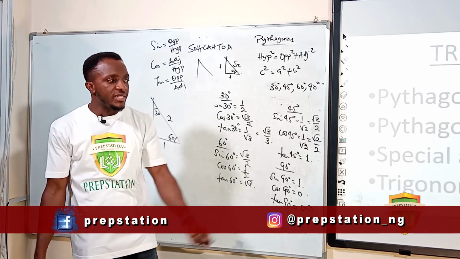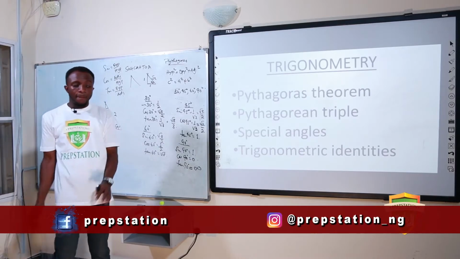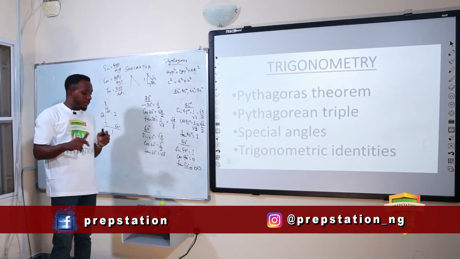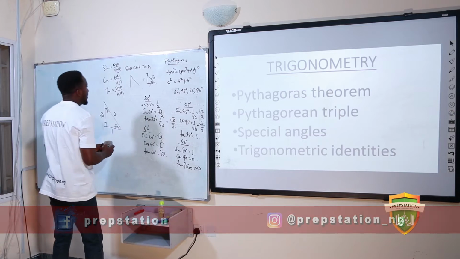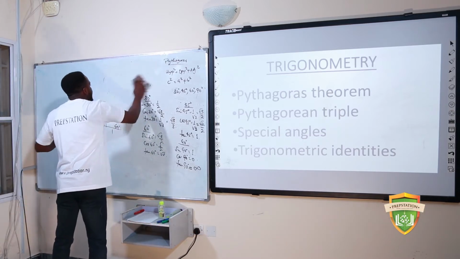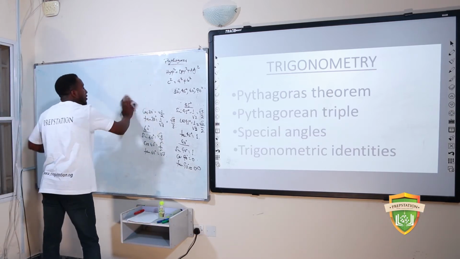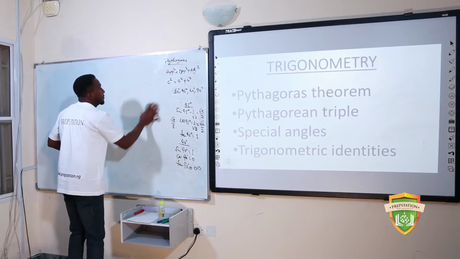The last thing there is trigonometric identities. Now the identities are very simple. You have to put them in your head. You just have to memorize them and then we'll be fine. So we'll see how to apply some of these things I'm teaching you now. So let's go.